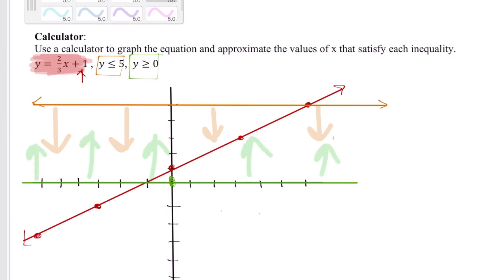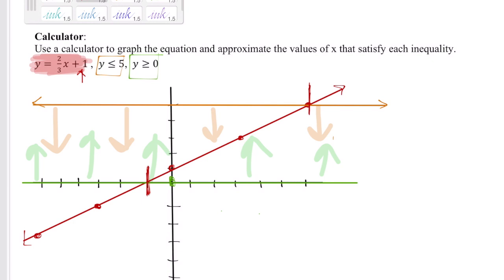So here it wants me to find values of x that satisfy each of these inequalities, so all of them at the same time. So I'm looking at where I have the red and the green and the orange all overlapping at the same time. And so that's starting here at this point and ending here at this point.